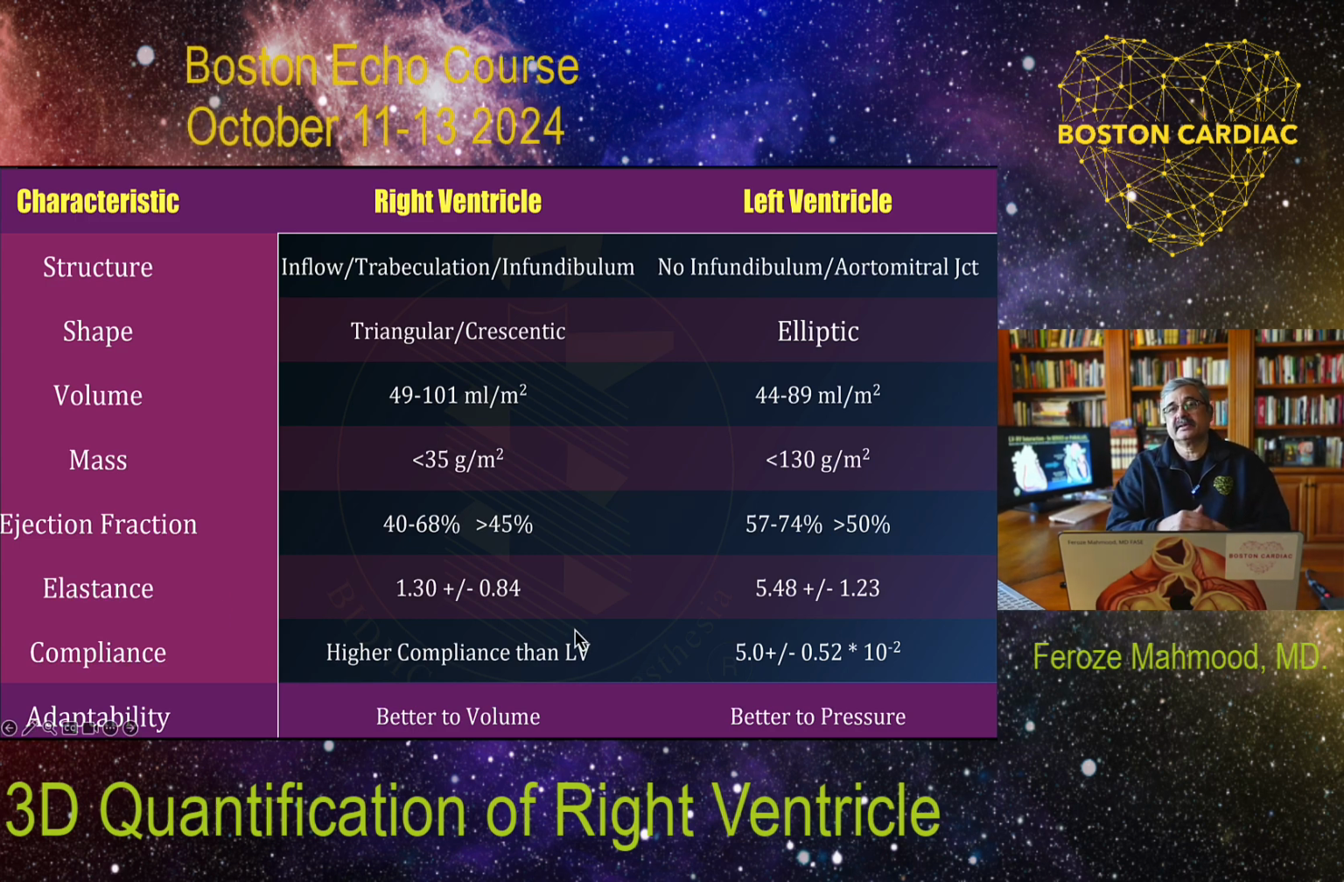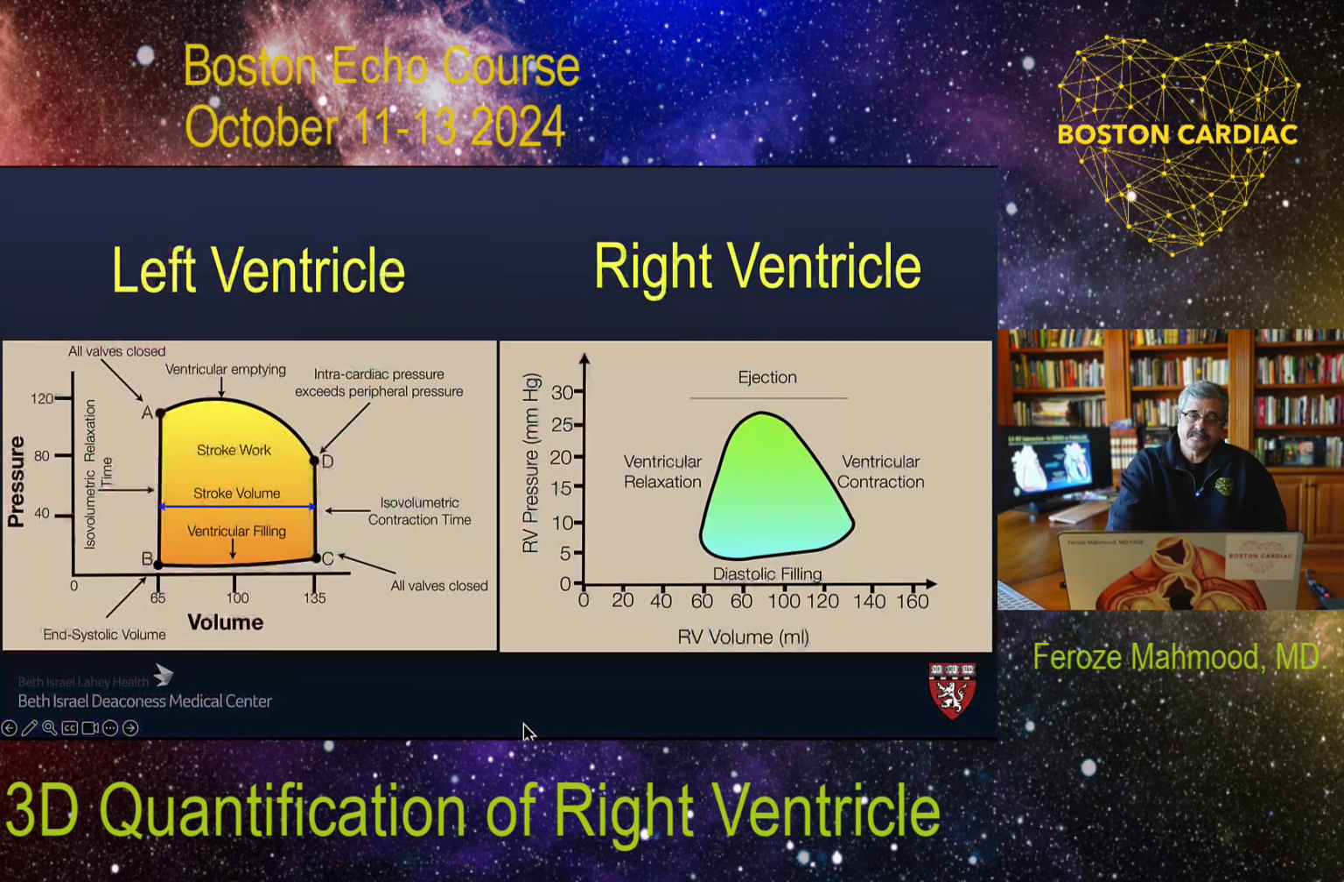Elastance is its ability to resist a change in shape, which is very low in the right ventricle, which implies that it is a highly compliant chamber, which means it changes a lot in volume for a change in pressure, as opposed to the left ventricle, which has a very high elastance and very low compliance. So predictably, the left ventricle responds and adapts better to higher pressure, as opposed to the right ventricle, which adapts and responds better to volume than pressure.